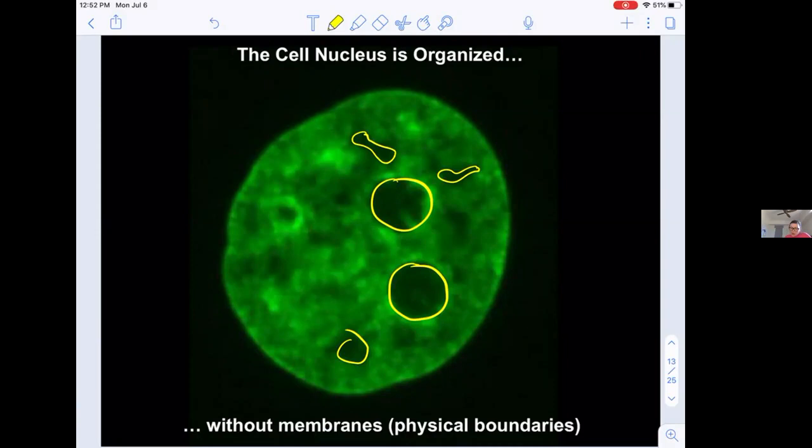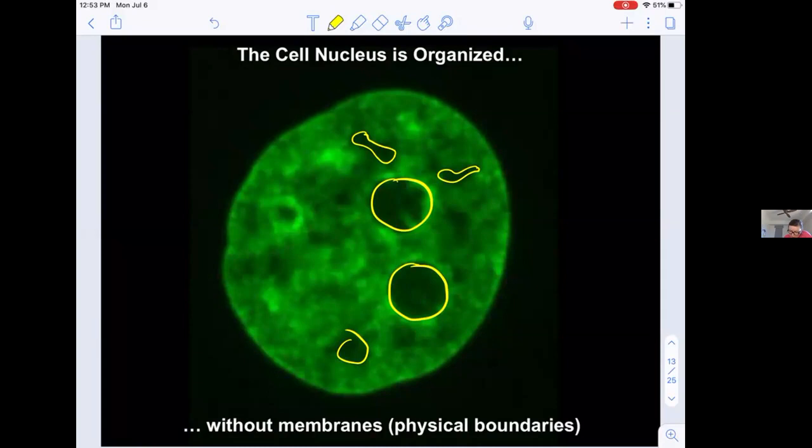So what I'm trying to say here is that one thing that we learn in textbooks, in the first chapter of every cell biology book, is: what is the hallmark of life? It is compartmentalization, right? So within a cell, the inside of the nucleus is a compartment. Now the nucleus has found a further way to compartmentalize, and that's without membranes. So this is a beautiful example of organization without physical boundaries. What do I mean by that?